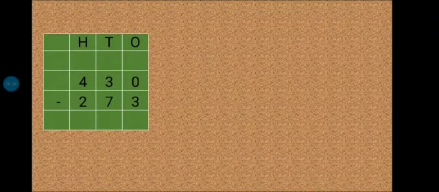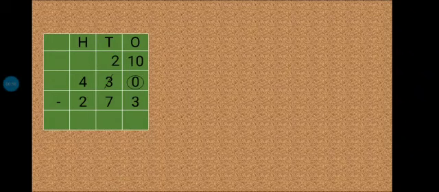430 minus 273. First we will see, can we subtract 3 from 0? No. So we will borrow from the neighbor. We will circle 0 and write 10 above 0. Cut 3 and write 2.